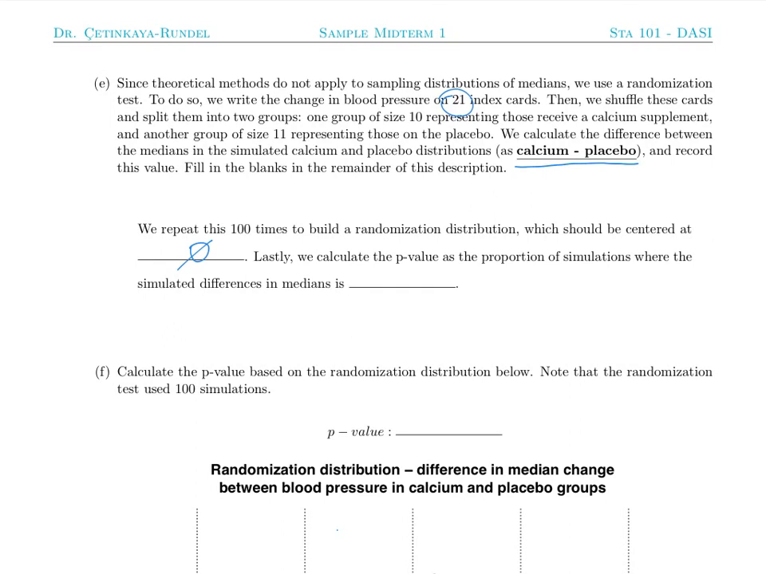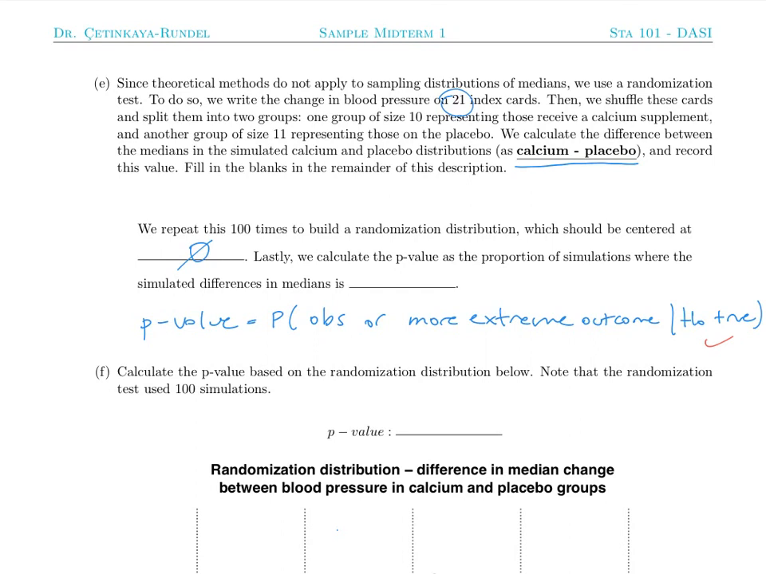What's the definition of a p-value? It's the probability of an observed or more extreme outcome, given the null hypothesis is true, right? Given the null hypothesis is true, we already took care of this by simulating, assuming the null hypothesis was true, by getting a simulation distribution that's centered at 0.